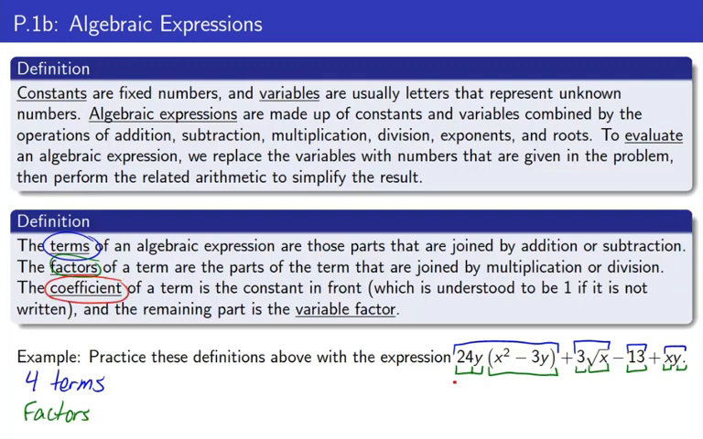So the first term is 24. And that's the whole coefficient. This thing is just a factor. This coefficient is 3. This coefficient is -13. And this coefficient is 1. Finally, the variable factor, if you wish to look at that, the variable factors are just everything else, like the y times the x squared minus 3y. The square root of x is a variable factor. This part doesn't have a variable factor, and for this, xy is the whole thing being the variable factor.